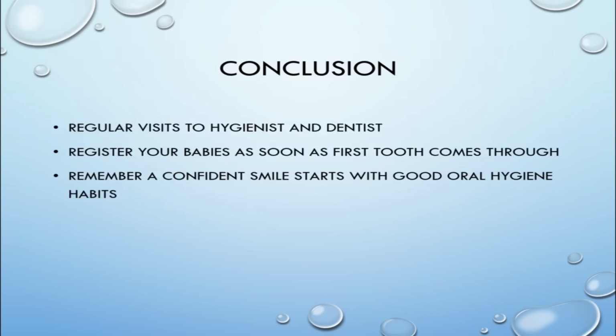Conclusion. Regular visits to the hygienist and dentist are very important. Register your babies as soon as your child cuts their first tooth. It normally comes around age 6 months. Some kids are late, others are early. So do not worry. As soon as you see teeth, start cleaning them and then register with the dentist. Remember, a confident smile starts with good oral hygiene. And always remember, prevention is better than cure.